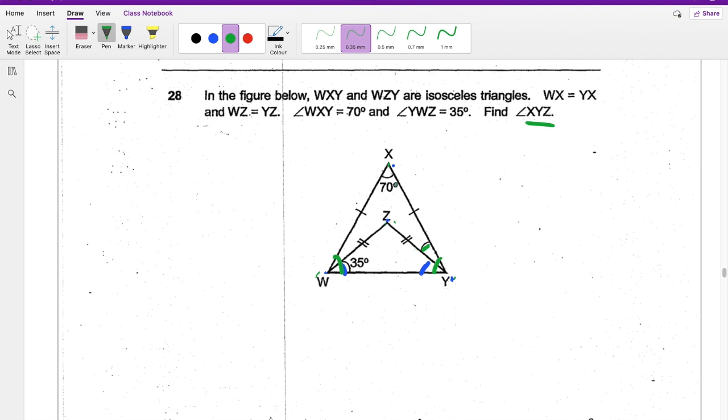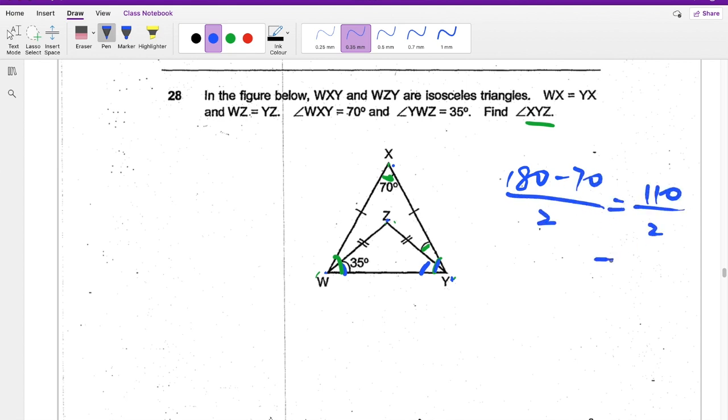So here we see that if we know this 70 here, then we know this angle. So it's 180 minus 70 divided by 2. So the 110 divided by 2 is 55. So we know that this angle is equal to this angle, then this big angle is equal to the big angle. So this angle is equal to this one. So we know that this one is 55, then this one is 35. So this one is 55 minus 35, which is 20, which is the same as this one.